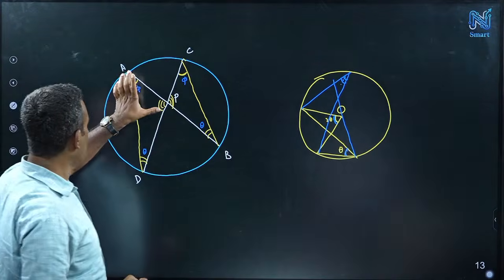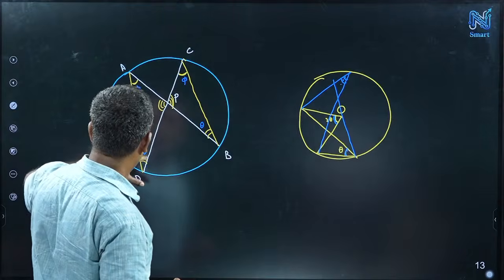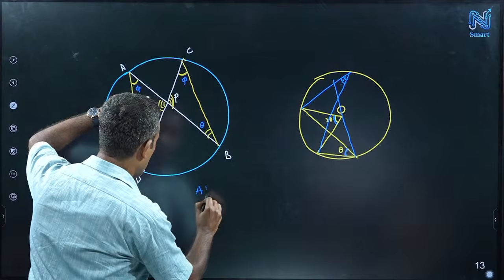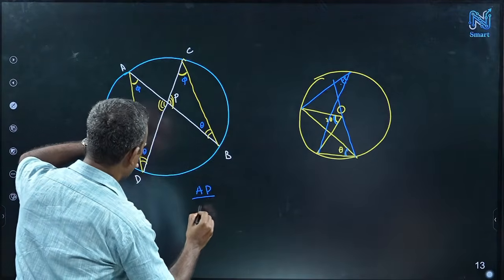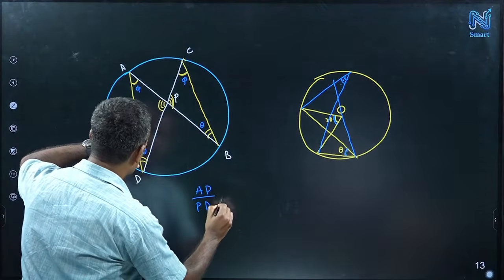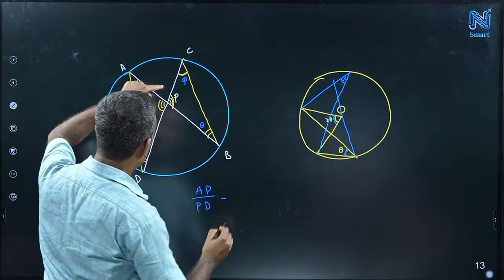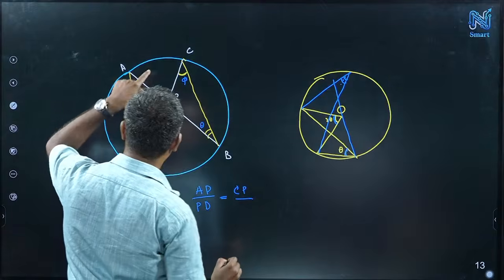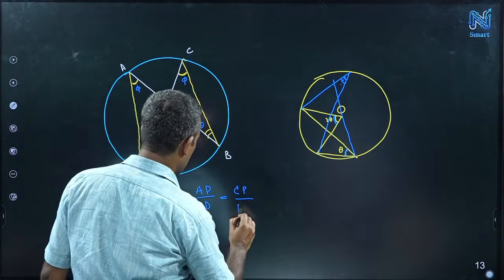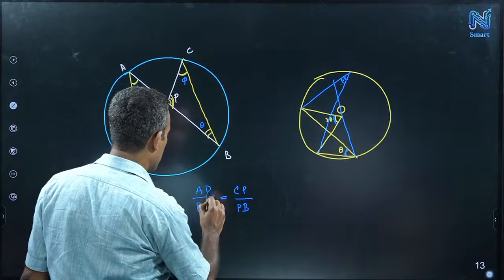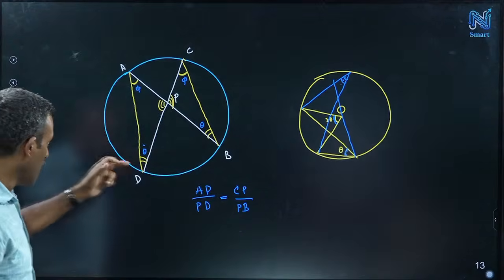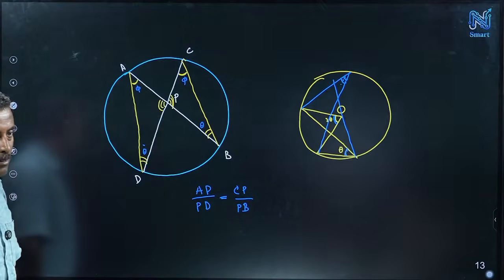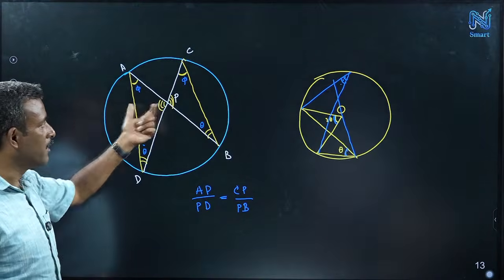Now these two triangles are similar, and since similar, then what ratios will be equal? This theta opposite to the theta, so AP opposite of phi by PD is equal to opposite to the theta CP by opposite of phi PB. Done. That means AP into PB is same as CP into PD. Just one line proof using similarity.